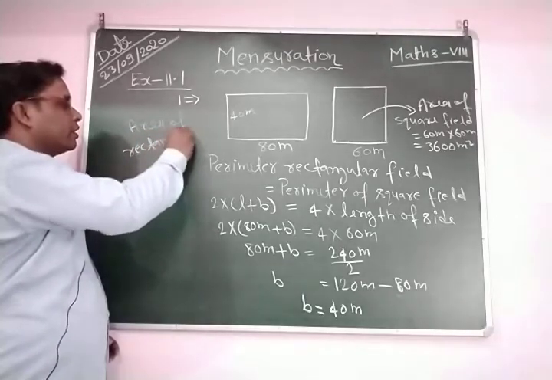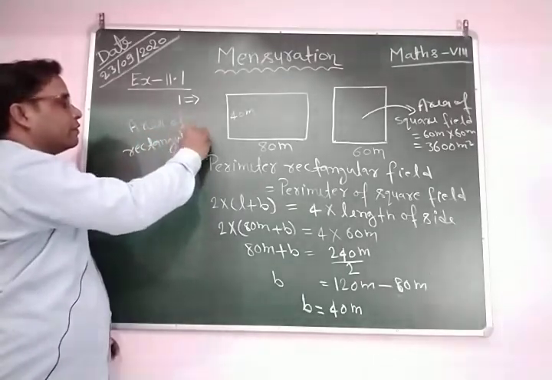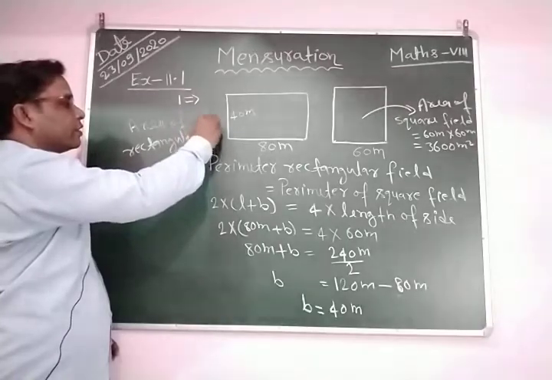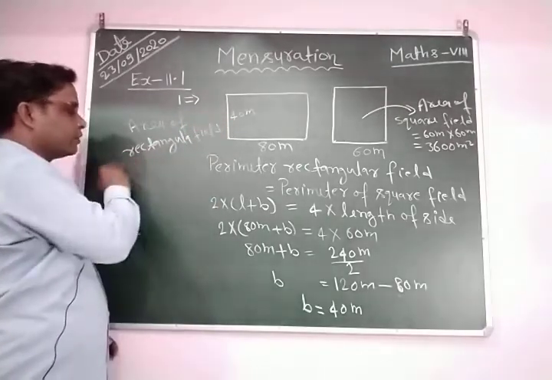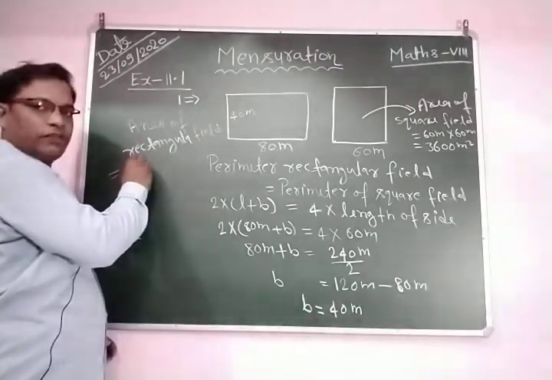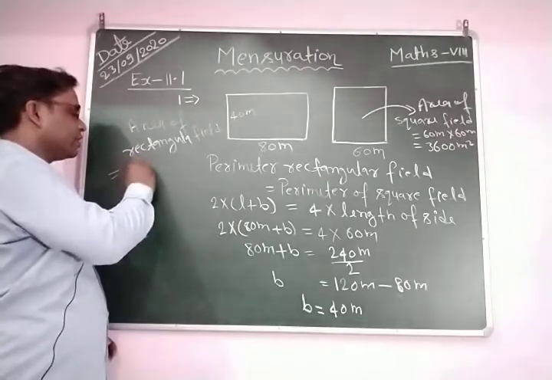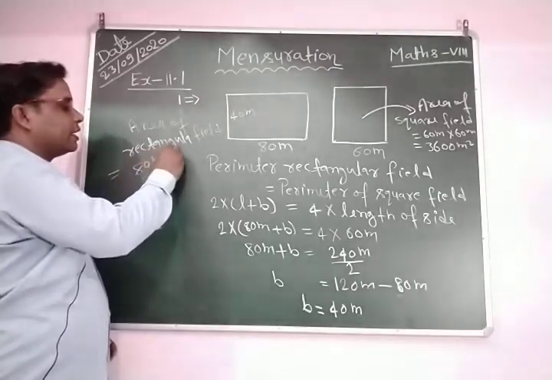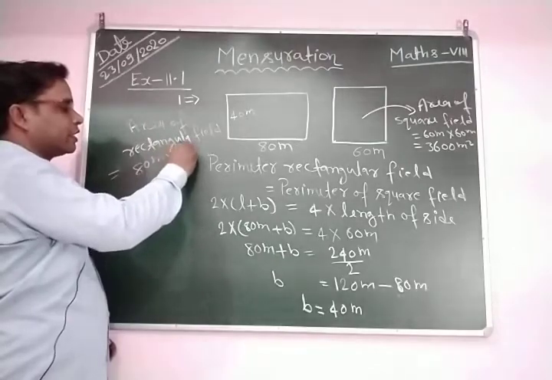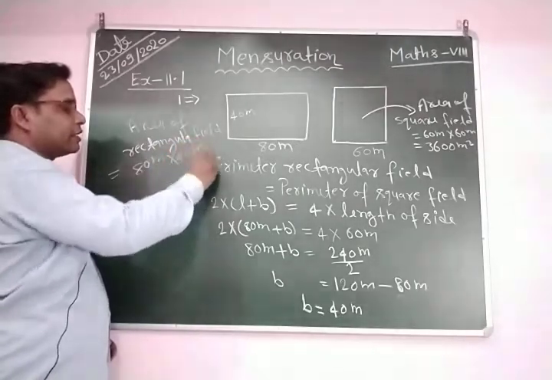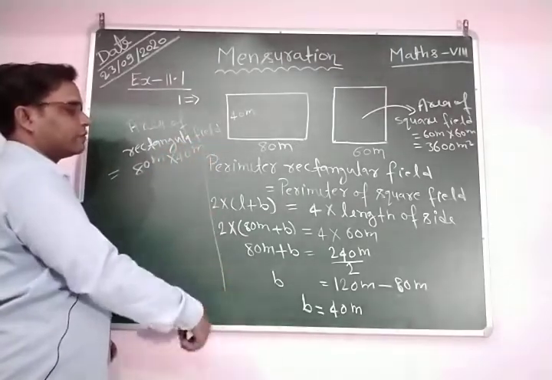A rectangular field. This is equal to what? Length into breadth, you know very well. So here length is 80 meter and breadth is 40 meter. Clear? Length is 80 meter and the breadth is 40 meter.